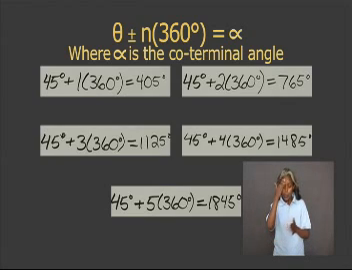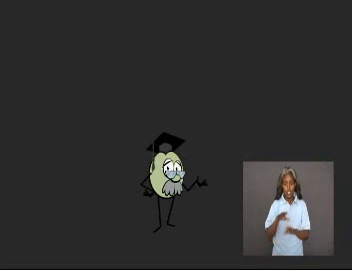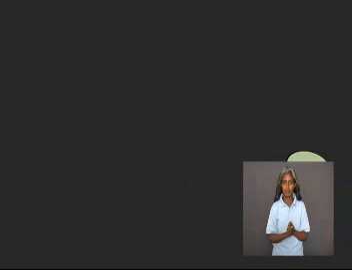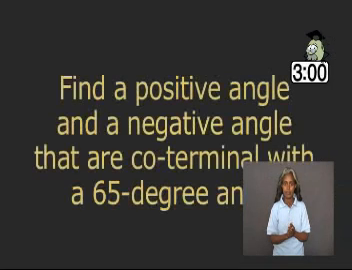Knowing that, let us pause and perform our second activity of this lesson. I would like you to find a positive angle and a negative angle that are coterminal with a 65-degree angle. Please go ahead. Students, let's get ready. Begin.